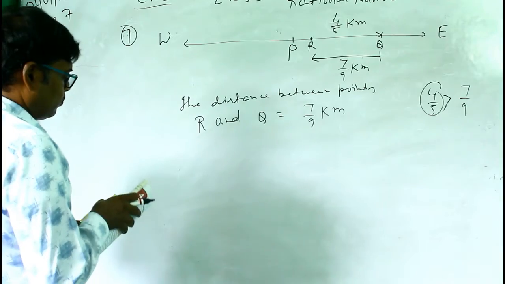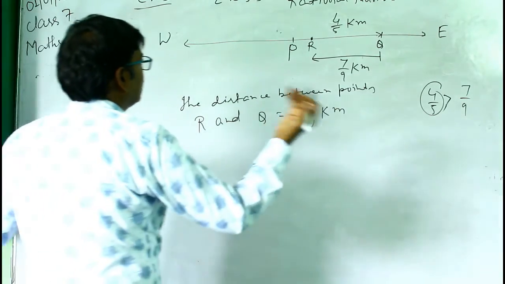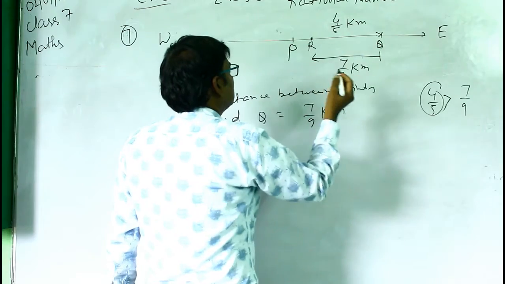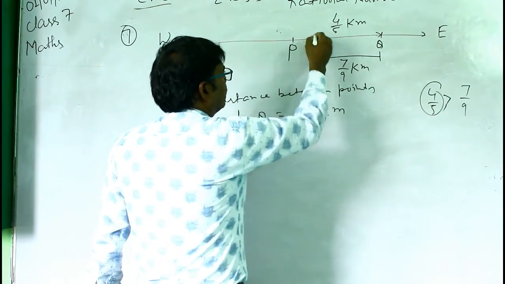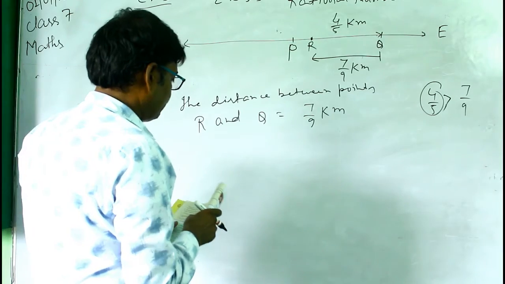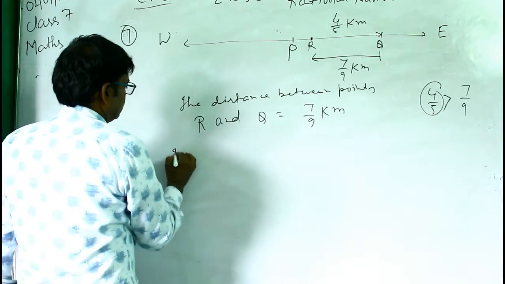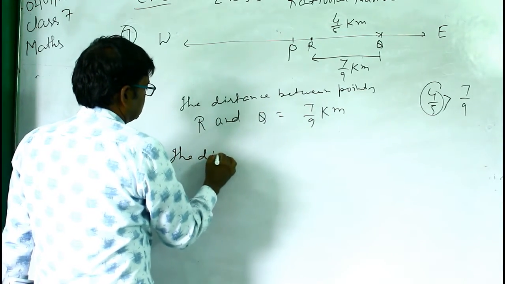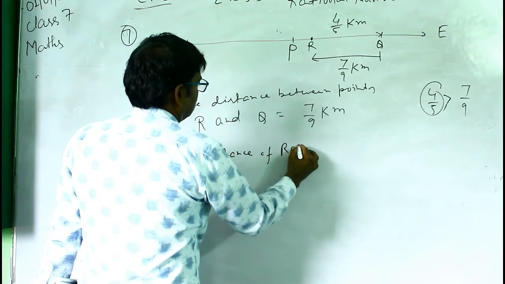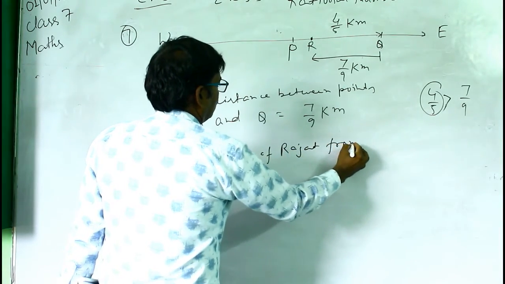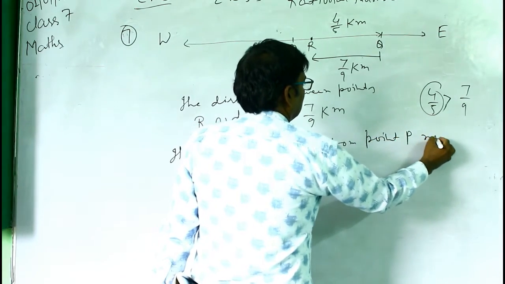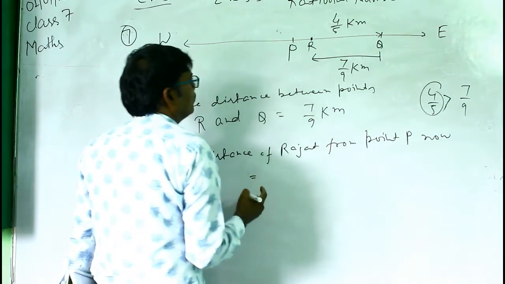Next is, how far is Rajat from point P and Q? Because the final position of Rajat is point R, how far is Rajat from point P? So here you write the distance of Rajat from point P equal to how much?